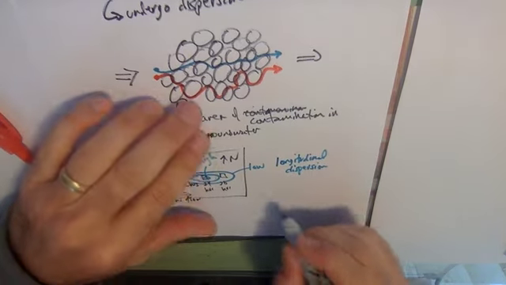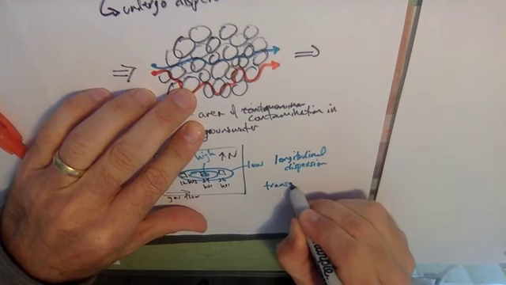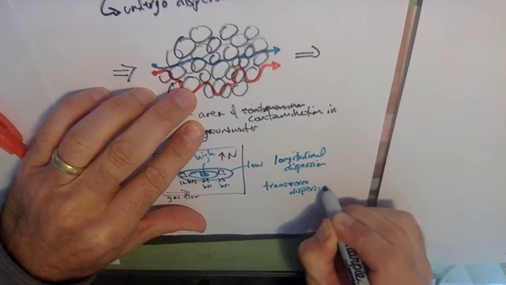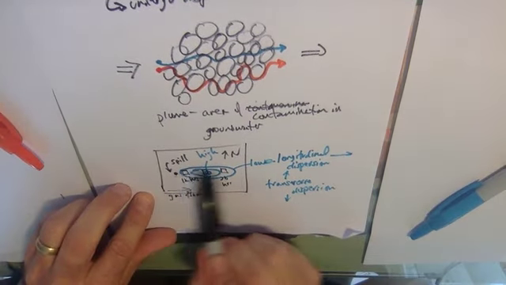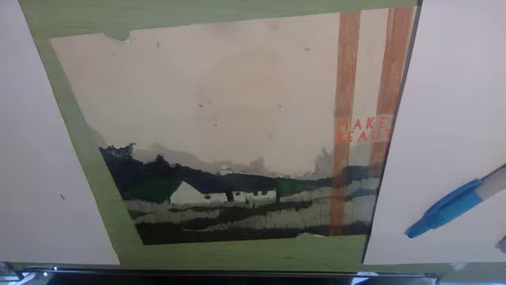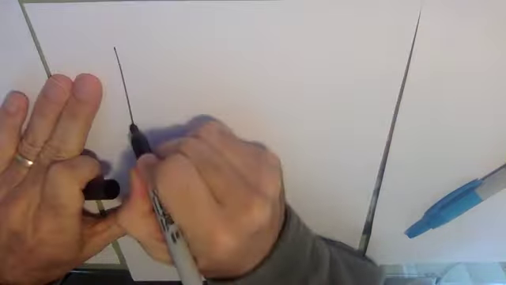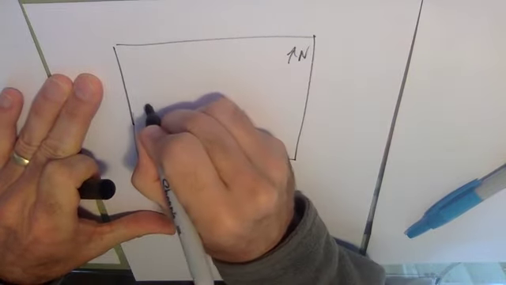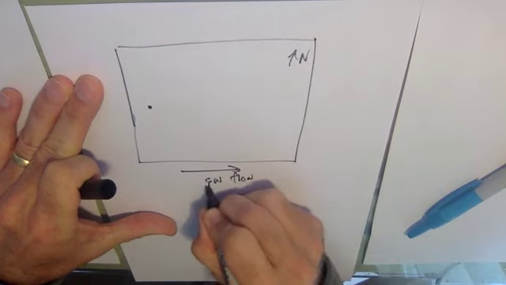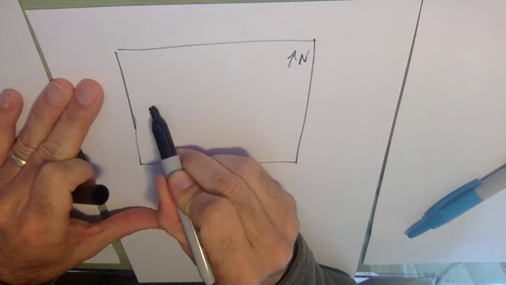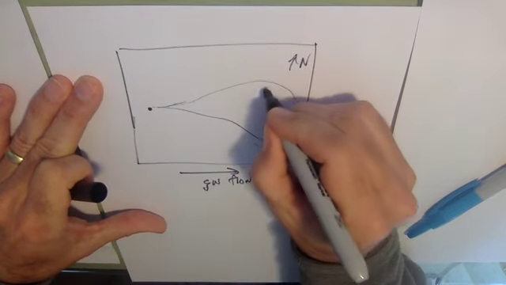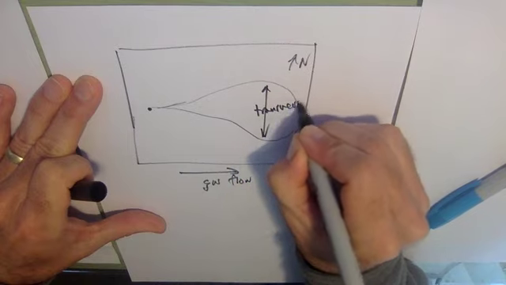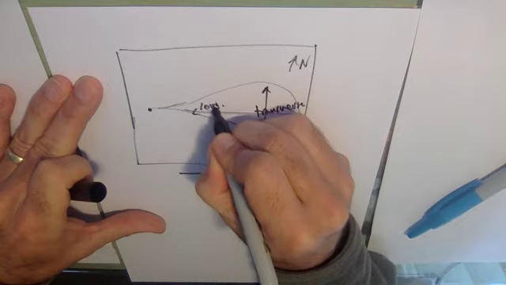We can also get transverse dispersion, however. Right, this is longitudinal. Transverse is the opposite. It's the fact that over time, this plume is not only stretching out sort of east-west, it's also going to be stretching out north-south. And so this plume, groundwater flows this way, is not only going to be getting stretched out longer, it's going to be getting stretched out wider. This is transverse dispersion. This is longitudinal dispersion.